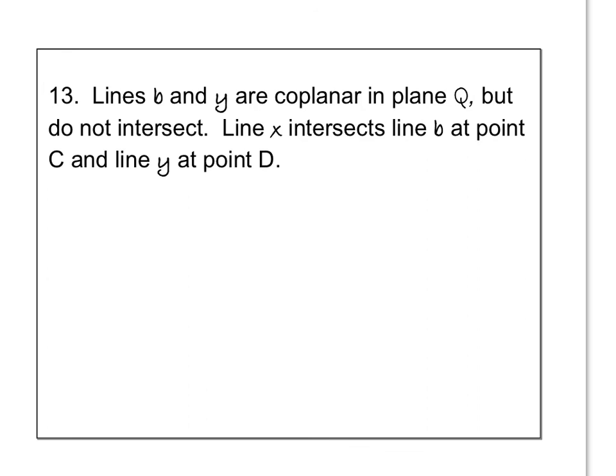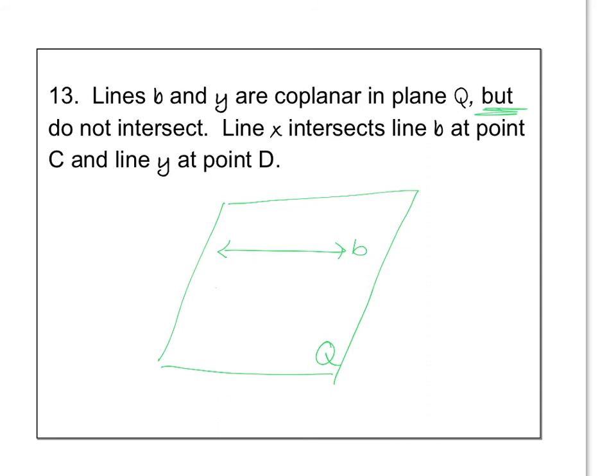Let's try 13. Lines B and Y are coplanar in plane Q. All right, let's just stop there and try to draw that. So plane Q, I'm going to draw a flat surface. And down in one corner, I'm going to call it Q. So lines B and Y are coplanar, meaning they both have to be in this plane, but they do not intersect. That means they're going to have to be parallel to each other. So maybe line B looks like this, and maybe line Y looks like this. They do not intersect with each other, but they are coplanar. They're both in the flat surface of Q.